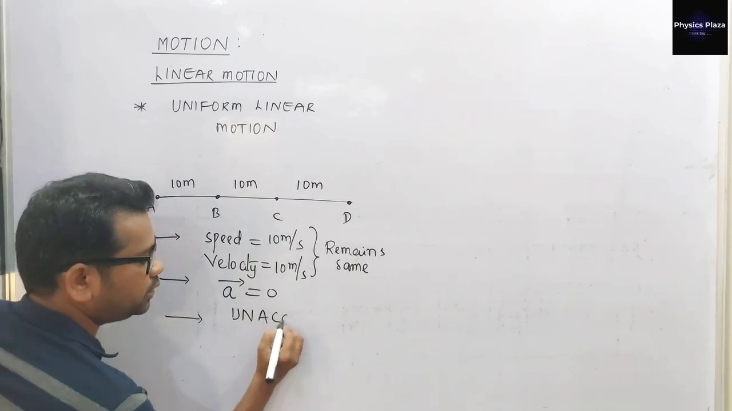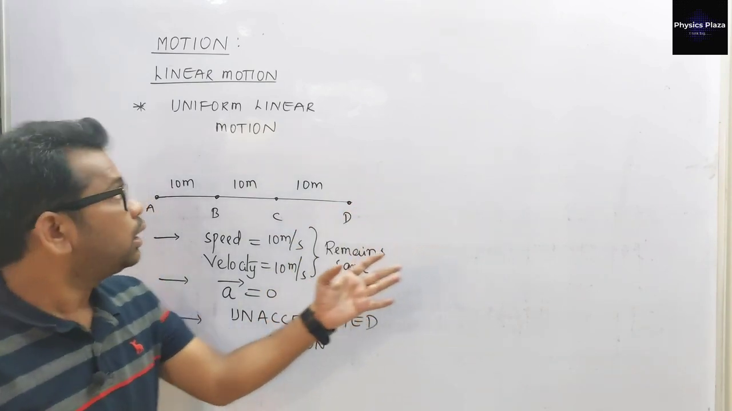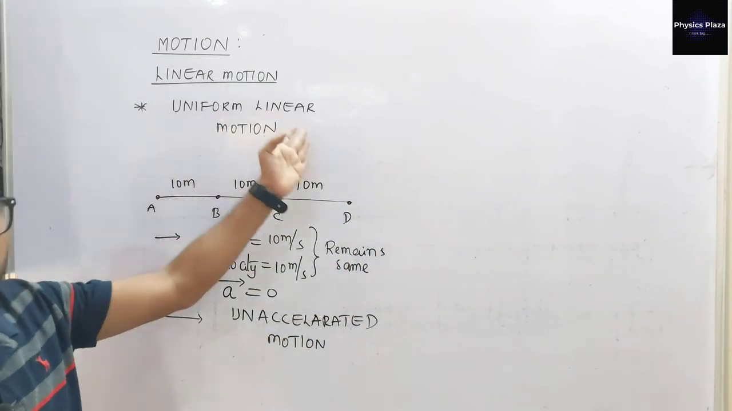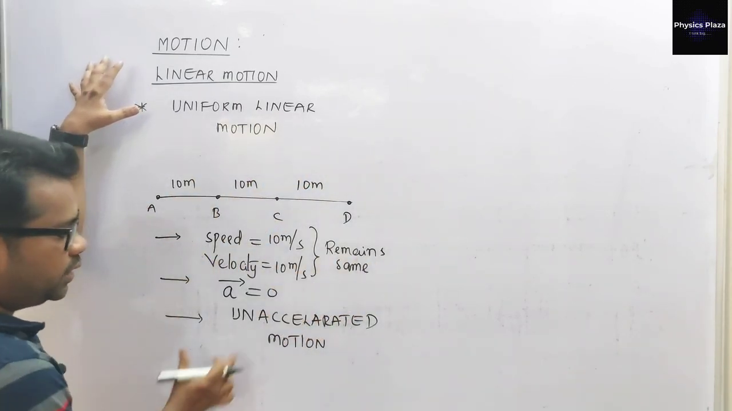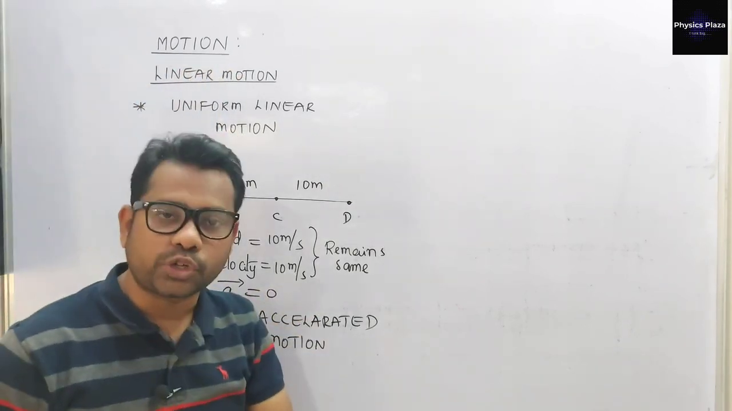Very, very important. So if a body is covering equal displacements in equal intervals of time, and it is going along a straight line path, then it is said to have uniform linear motion. In a uniform linear motion, speed and velocity both remain the same. Acceleration is zero, and uniform linear motion is also called unaccelerated motion.